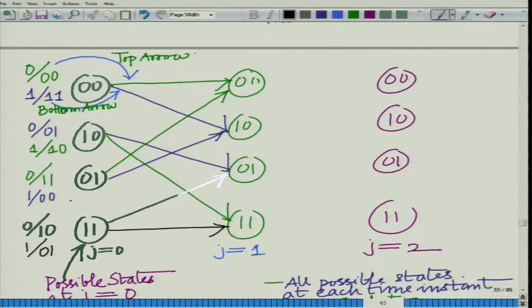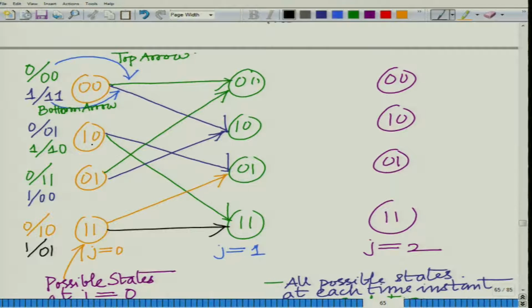So for each state at time instant j to each state at time instant j plus 1, here j equal to 0, j equal to 1. At time j equal to 0, we have listed all the states, at time j equal to 1, we have listed all the states, and we are showing all the possible transitions from j equal to 0 to j equal to 1. For each state at j equal to 0, there are two possible transitions: one indicated by the top arrow, and one indicated by the bottom arrow.